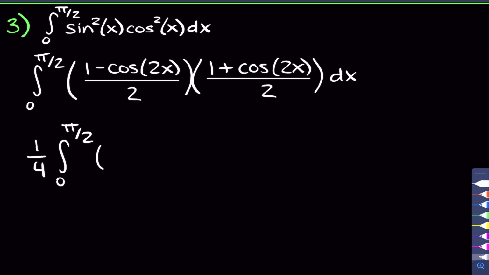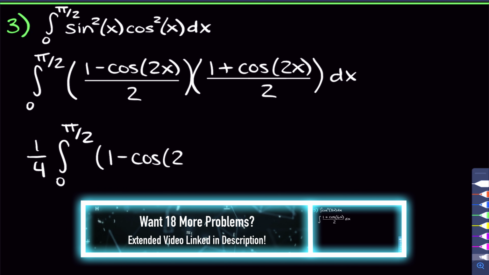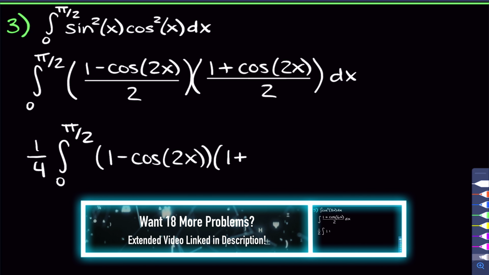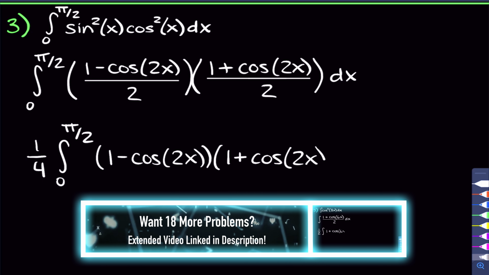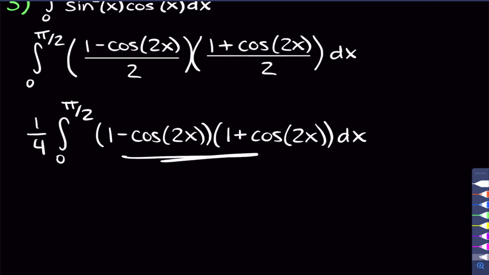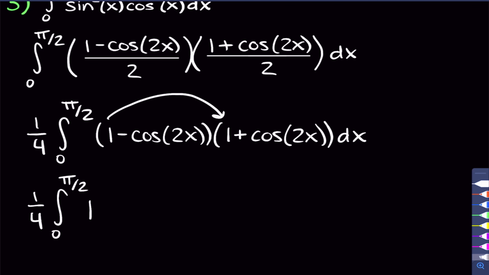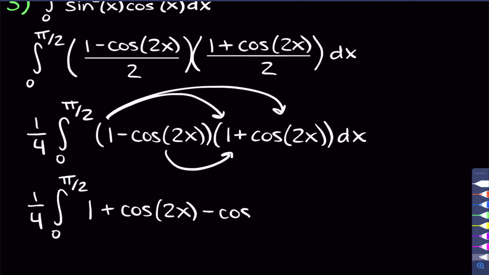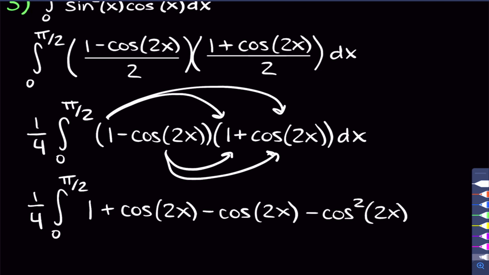So now what I'm left with is 1 minus cosine of 2x times 1 plus cosine of 2x dx. So now let's multiply these out. We have 1/4 times the integral from 0 to pi over 2 of 1 times 1, which is 1, 1 times cosine of 2x, which is plus cosine of 2x. We have negative cosine of 2x times 1, that's negative cosine of 2x. And then lastly, we have a negative cosine of 2x times cosine of 2x. That's going to be a negative cosine squared of 2x dx.